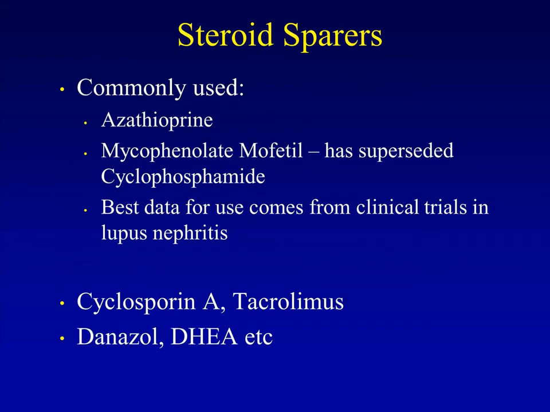Steroid sparers are used in SLE to allow the dose of corticosteroids to be reduced, and in some cases because they are more potent than corticosteroids. Commonly used steroid sparers include azathioprine and mycophenolate mofetil, which has largely superseded intravenous cyclophosphamide for treatment of systemic lupus erythematosus. And the best data for the use of both these drugs, in particular for mycophenolate mofetil, comes from clinical trials in lupus nephritis. Other commonly used drugs include cyclosporin A and less commonly tacrolimus, danazol, DHEA, etc.